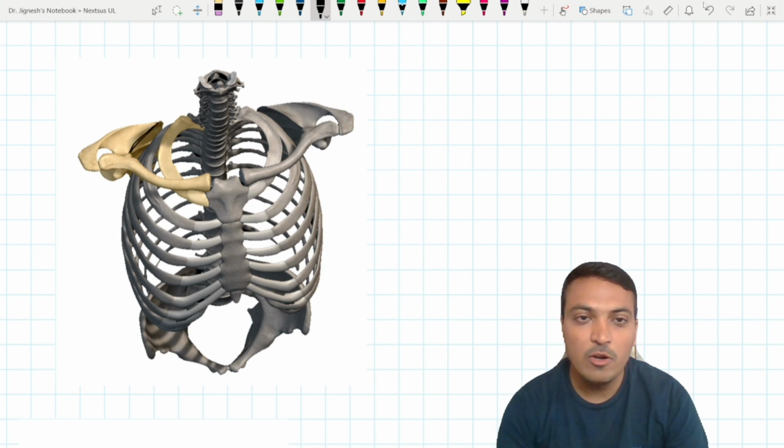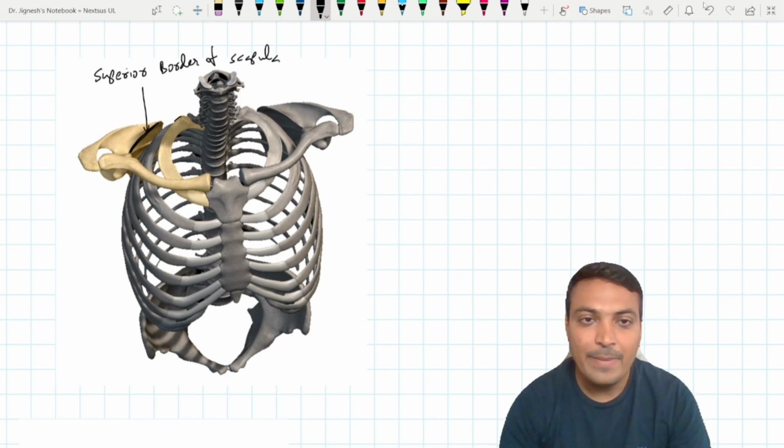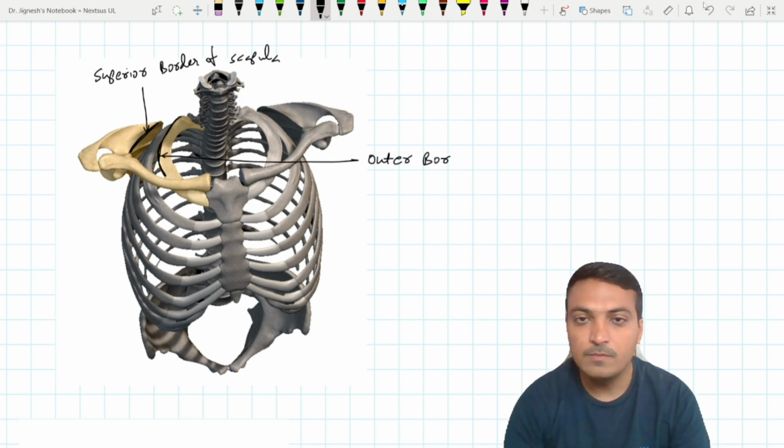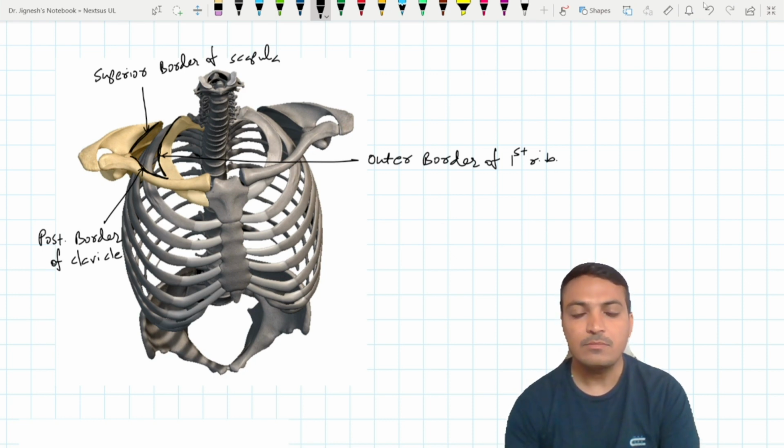This is the superior border of the scapula, which is situated laterally. Medially, the apex is bounded by this outer border of the first rib, and anteriorly it is formed by this posterior border of the clavicle. So the apex of the axilla is formed by the scapula, first rib, and the clavicle. This apex of the axilla is also called the cervico-axillary canal.